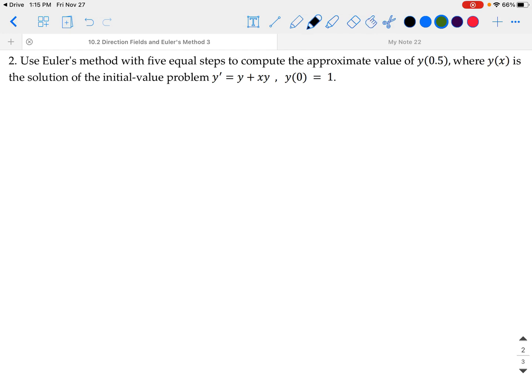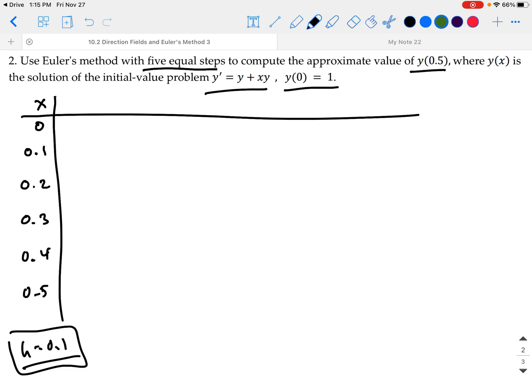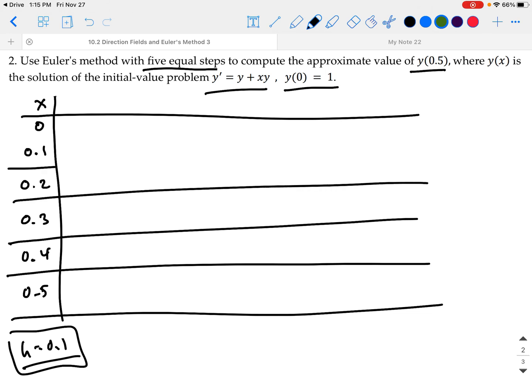So we want to use Euler's method with 5 equal steps to compute the approximate value of y of 0.5, where y of x is the solution to the initial value problem, y prime equals y plus xy, and we know that y of 0 is 1. So note we want 5 equal steps. If we're starting here, we're going to have 0, 0.1, 0.2, 0.3, 0.4, 0.5. Clearly, h is 0.1. So we've got our 5 steps here, and we're going to end with our approximation.